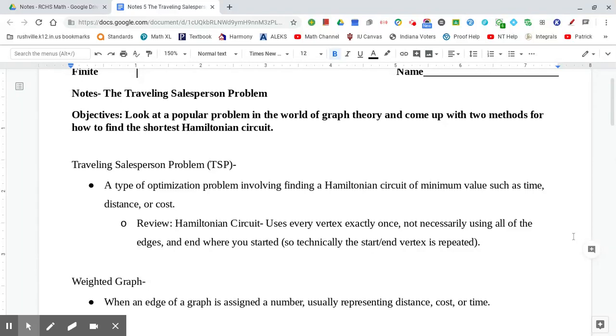Welcome back, students. Today we're going to take a look at one of the most studied problems in graph theory, and this is known as the traveling salesperson problem. The name suggests that it's going to be a fairly easy problem to solve.